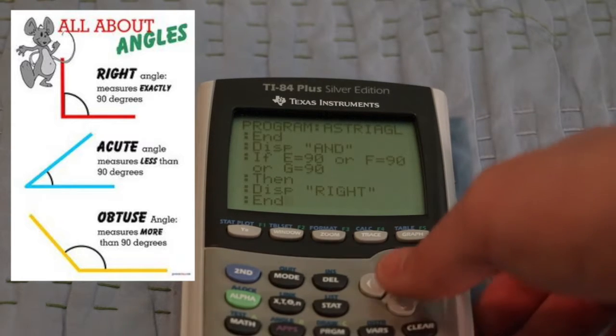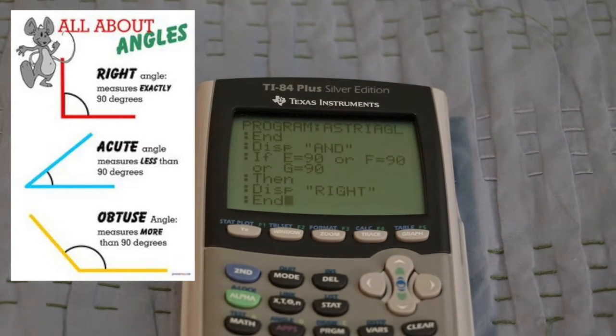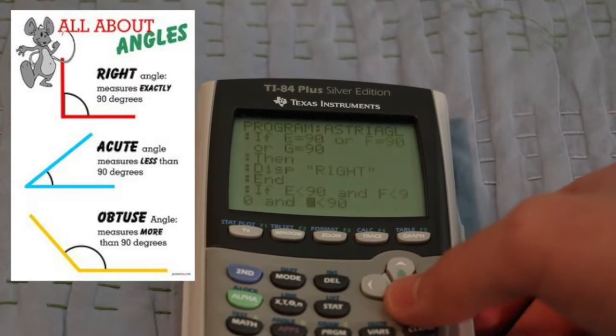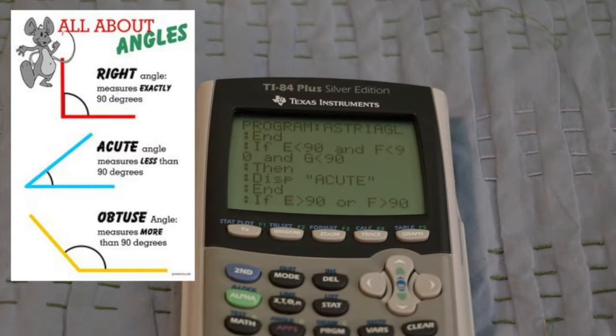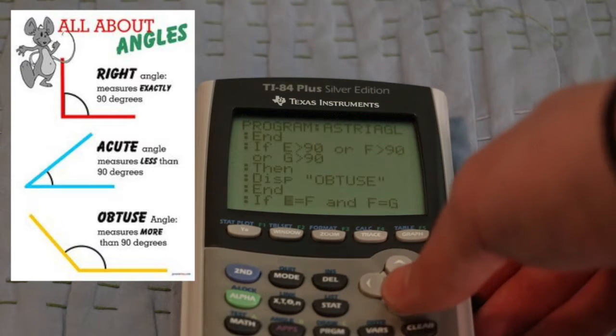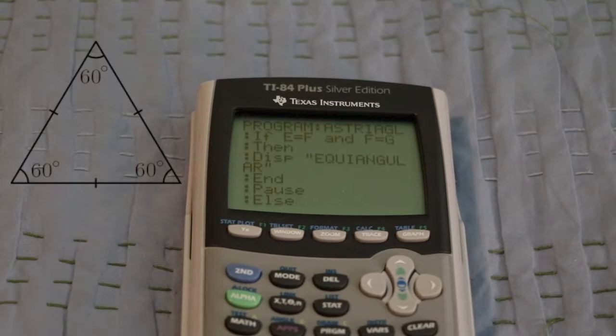So the first one we check for is right, and we use an if statement with a bunch of ors in it. If the angle E is equal to 90, or angle F is equal to 90, or angle G is equal to 90, we know it's a right triangle. Then we check for acute angles, meaning all the angles are less than 90. Then we're checking for obtuse. Again, there can only be one obtuse angle in a triangle, obtuse being greater than 90. And then finally we check for equiangular, meaning that all the angles equal each other. This will only be in an equilateral triangle. They will all be 60.